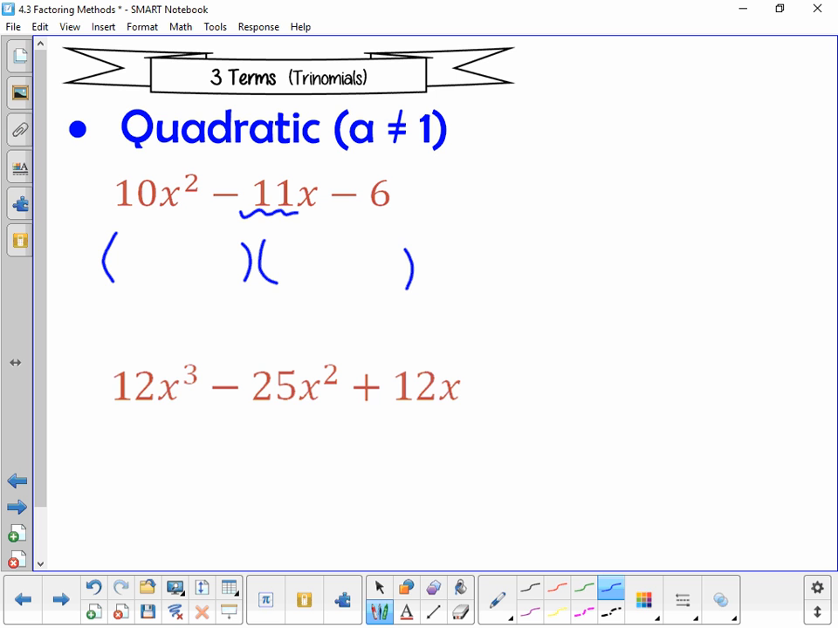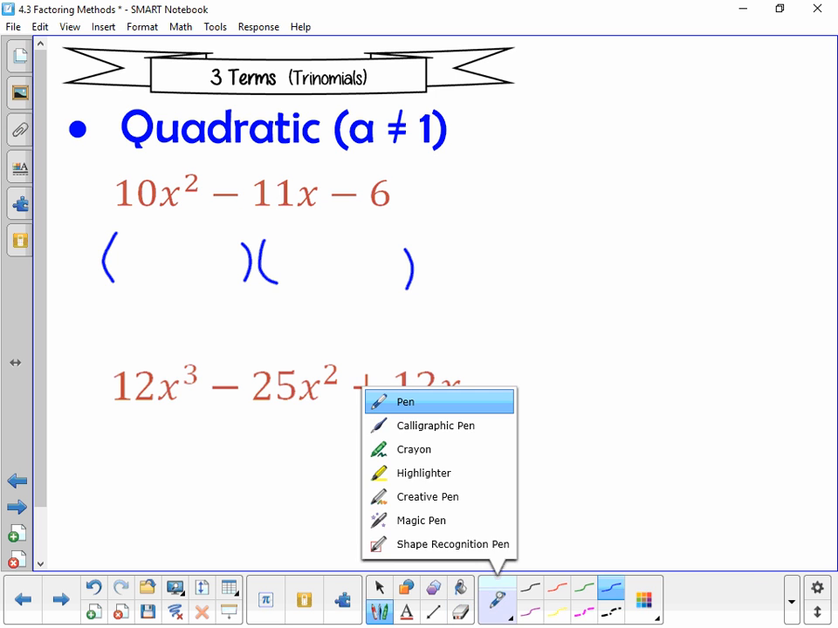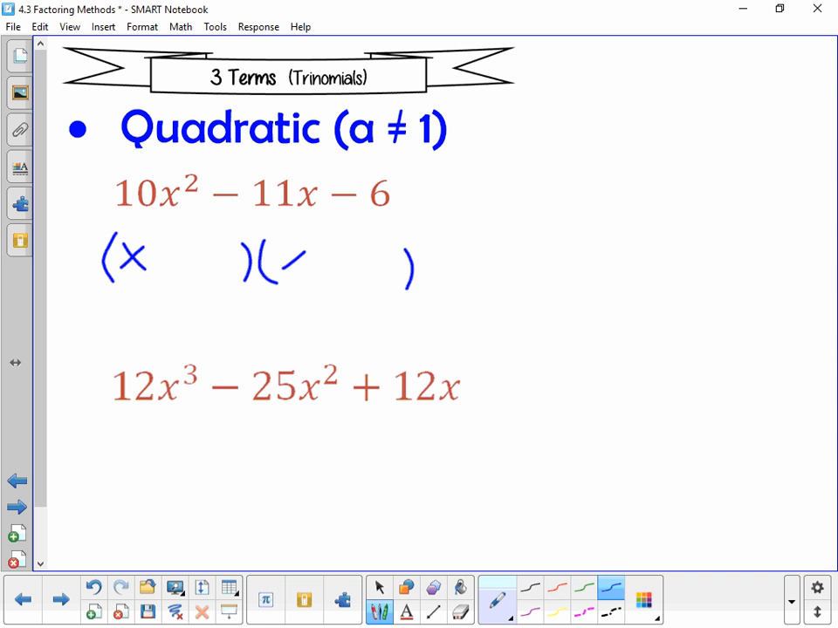So no GCF here. What that means is that you're not just going to have an x and an x here because we need it to give us a 10x squared. So to get that 10x squared, there's a couple combinations we could use. We could use a 5x and a 2x, or we could use a 10x and a 1x. Let's try out the 5 and the 2.